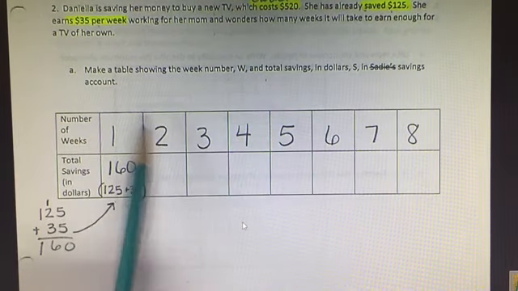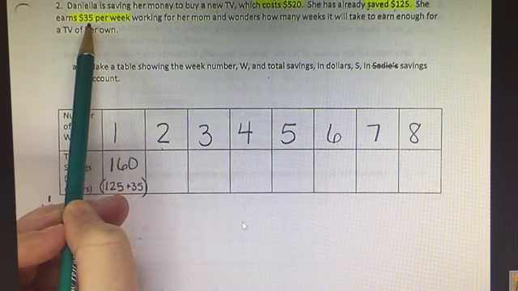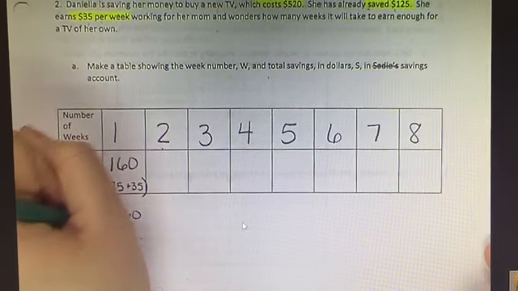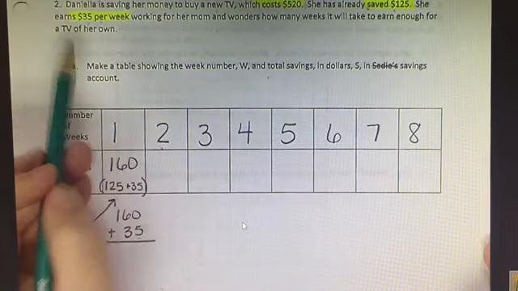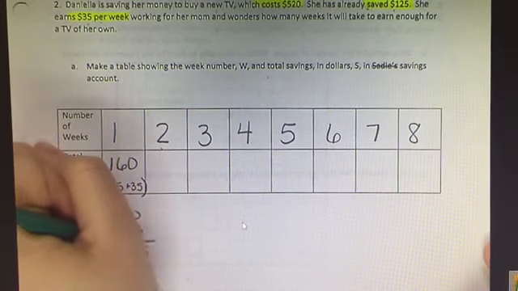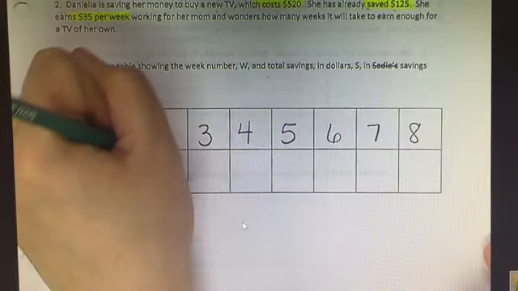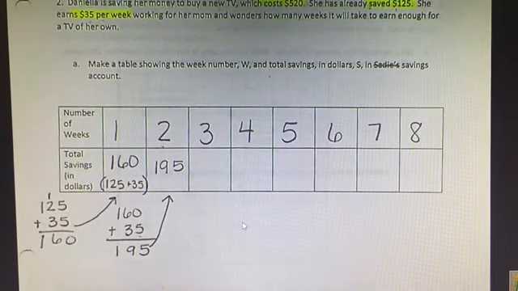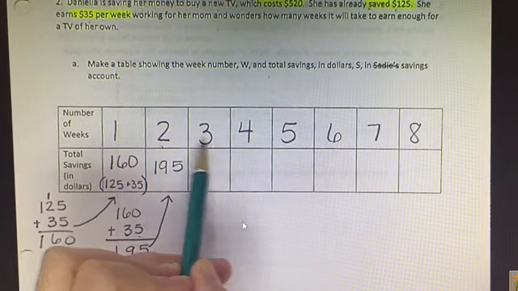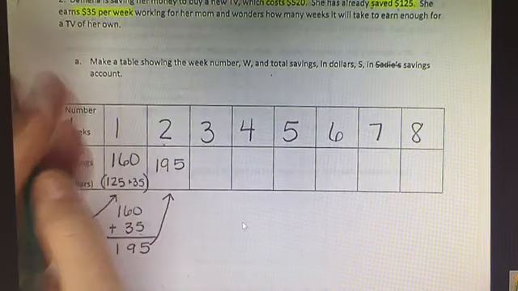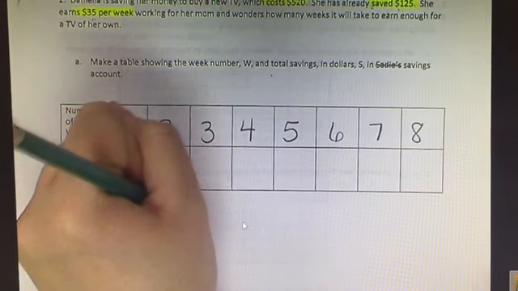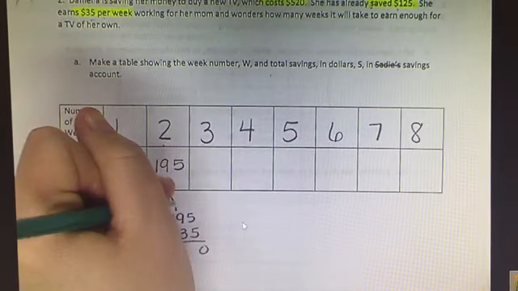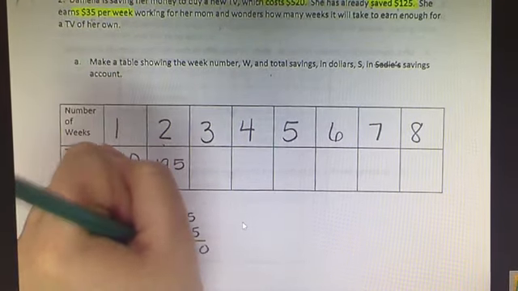Okay, so then she works another week, so she gets to save another $35. So she was at 160. We're going to add 35 because we worked another week, and we get 195. Okay, and then she works another week. So we've worked 3 weeks, so another $35. So we're going to take the 195, and we're going to add 35 to it. We get $230.